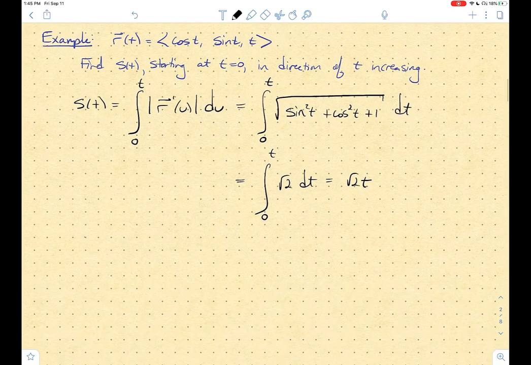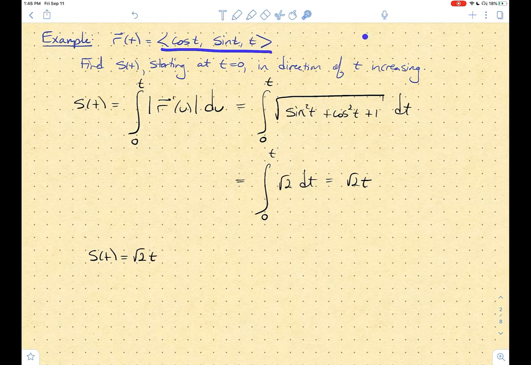Now, obviously, you can get some more interesting types of integrals. In fact, anything you saw in Calc 2 can come into the game here, but typically they're not too bad. And so the point is that S of t is precisely root 2 times t. And so you want to know the length of this spiral.